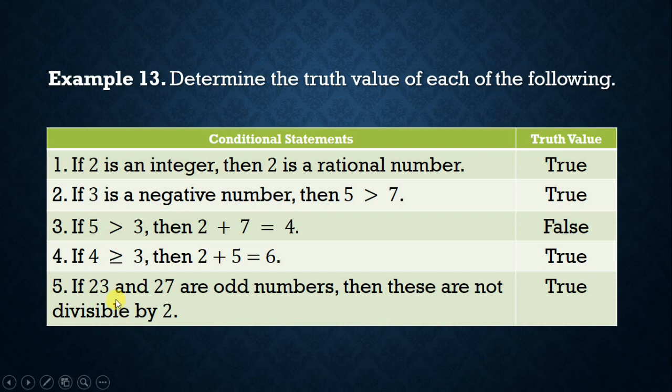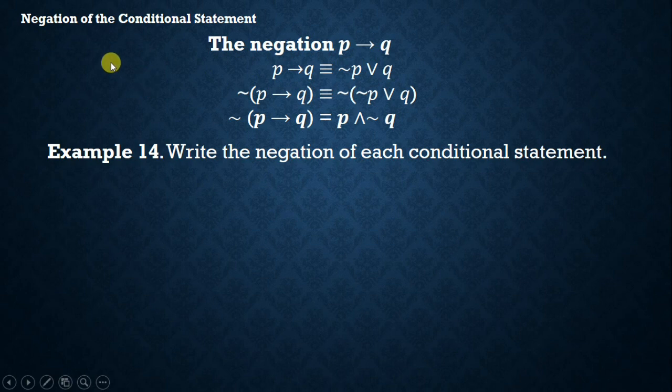Number 5: if 23 and 27 are odd numbers, then these are not divisible by 2. Take note that our antecedent here is true and the consequent also is true. So true implies true, the truth value is true. The negation of a conditional statement. We all know that conditional statements have equivalent forms, and one of these forms is not P or Q, which is written symbolically as not P or Q.